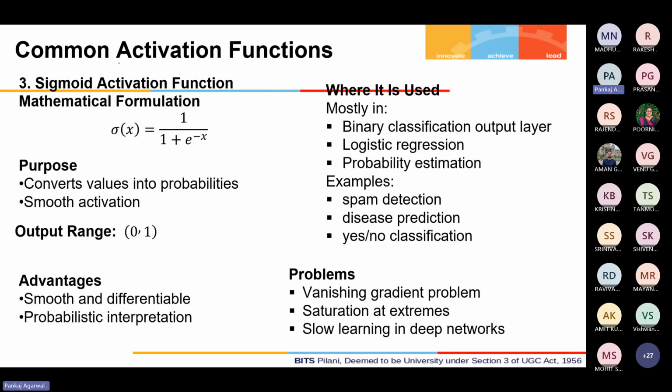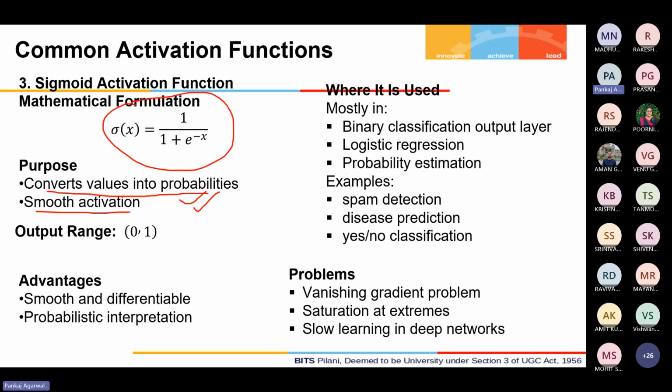Another was the sigmoid activation function, right? Everyone knows about this formula. The purpose was that it would convert the values into probabilities. There are many networks that use this kind of thought process, where they convert the outputs into probabilities, and based on the probabilities they need to take some decisions. Like for example, logistic regression, you might have heard.